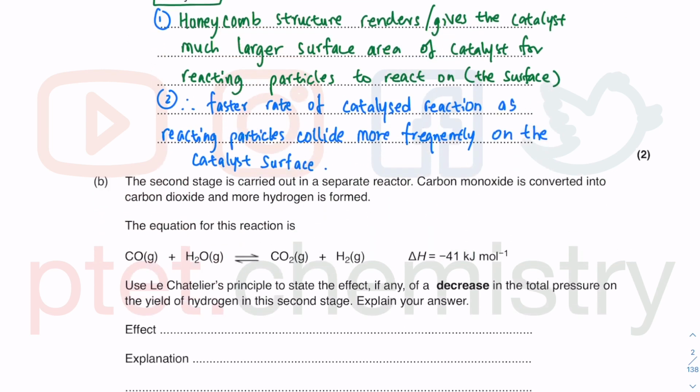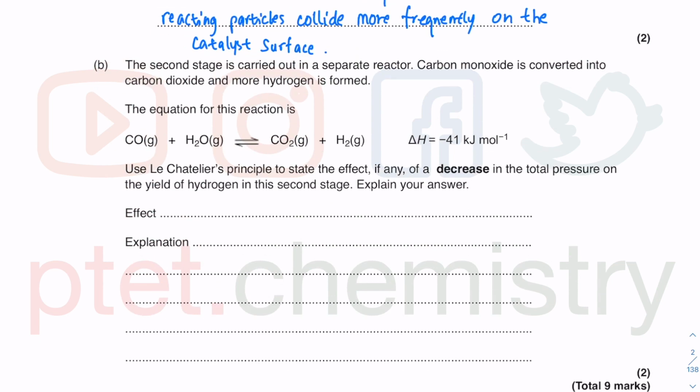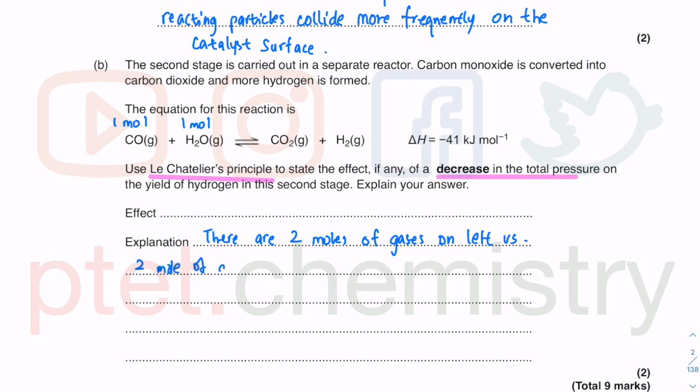That's the takeaway there. In part B, what we have here is again Le Chatelier's principle. So we want to talk about a decrease in the pressure. So we count the moles of gas first. As I did earlier already, there is 1 mole here and there is 1 mole there. So there are 2 moles of gas on the left. We focus on gases in our answer because pressure affects gases, versus there are 2 moles of gas on the right.